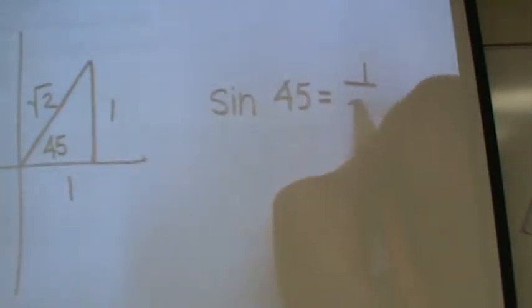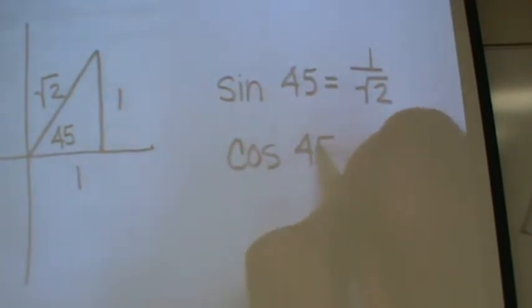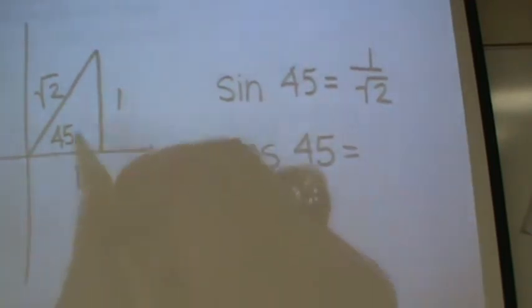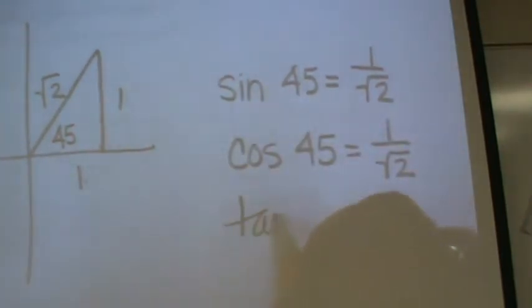So if I said, what's the sine of a 45 degree angle? Well, sine is opposite over hypotenuse, so this would be 1 over root 2. What if I said, what's the cosine of a 45-degree angle? You'd say adjacent over hypotenuse. And what's the tangent of a 45? It'd be 1 over 1.